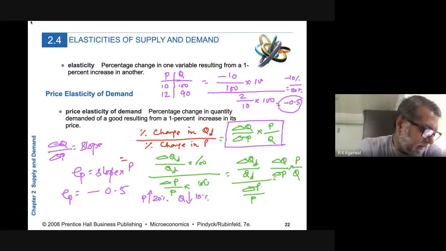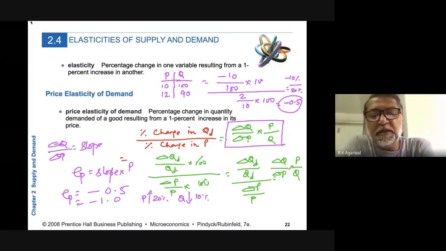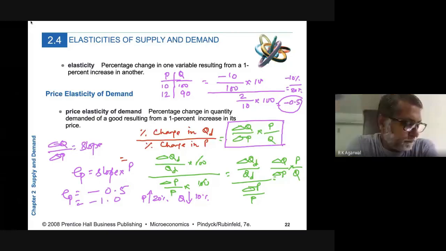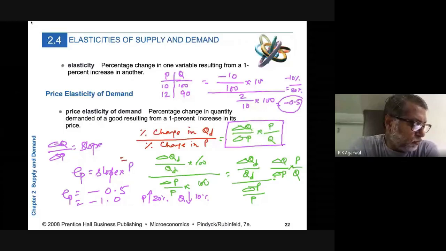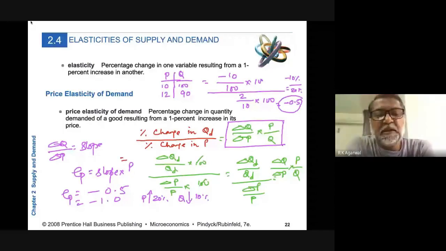What if elasticity is equal to minus 1.0? What will be the interpretation? Anyone? What if this is equal to 1? Percentage change in demand divided by percentage change in price. If it is 1, what does it mean? It means that if price changes by 10%, demand will also change by 10%. So the change in both quantity demanded and price is equal.